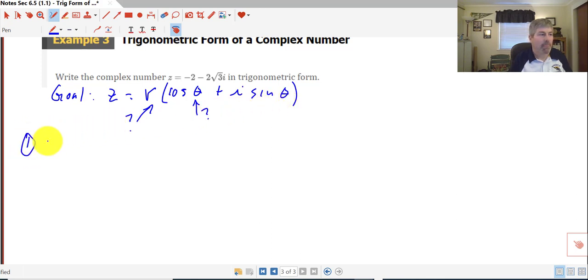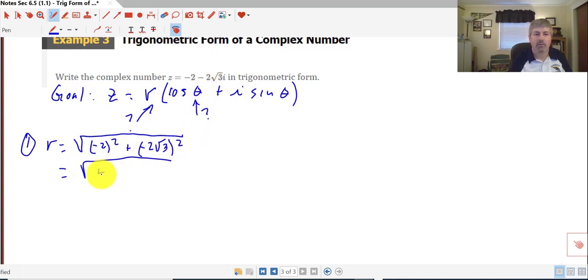So to find r, we follow our process. We take the square root of a squared plus b squared, so negative 2 squared plus negative 2 square root of 3 squared. We might see this as the square root of 12. You might see that. And we get 4 plus 4 times 3, and we get the square root of 16, which is 4. So our r is equal to 4.